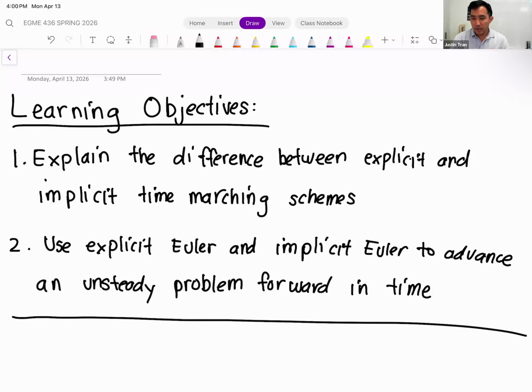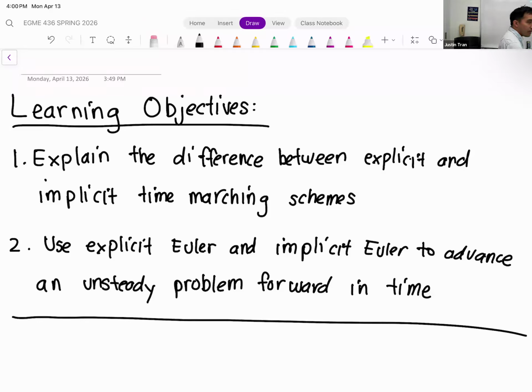Today we're continuing our lecture notes on time marching schemes, which is the topic for homework 5. I mentioned last week that homework 5 will be the last written homework, because it's basically in preparation for the midterm exam. The midterm is next Wednesday, a week from the 15th, so April 22nd, in class.